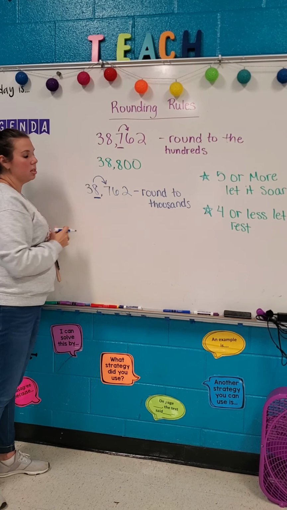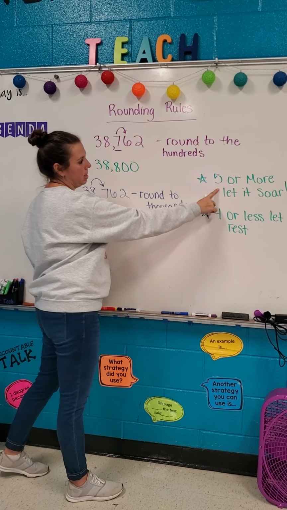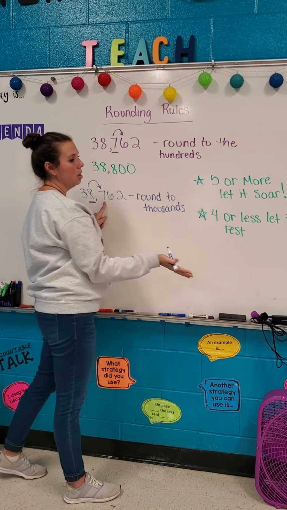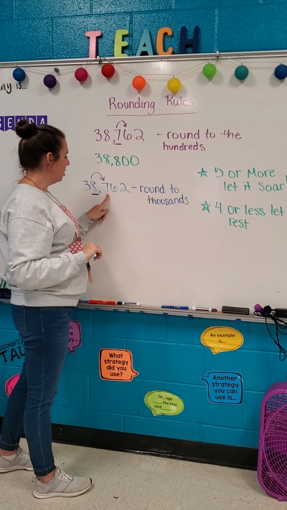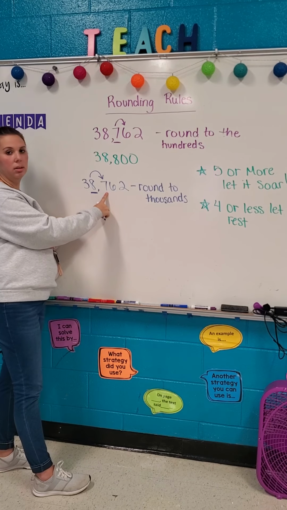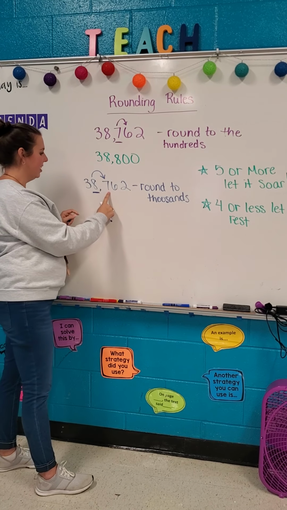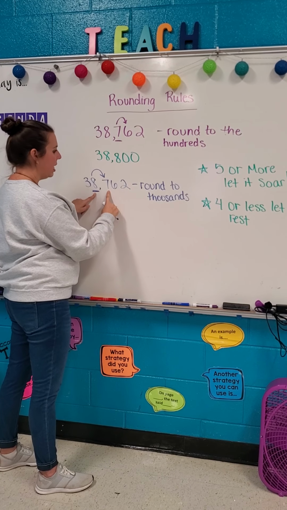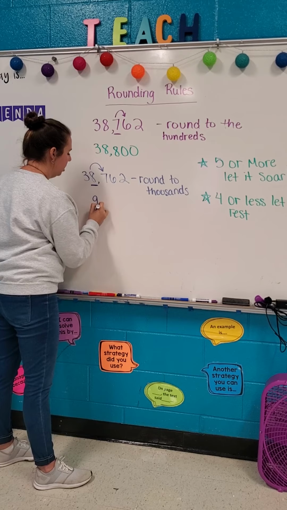Draw my arrow next door because that's the number I'm looking at. Then I'm going to ask myself, 5 or more, let it soar. 4 or less, let it rest, which means it would stay the same. 7. Is that more than 5, guys? Yes, it is. So that means my 8 is going to soar. My 8 is going to become a 9.